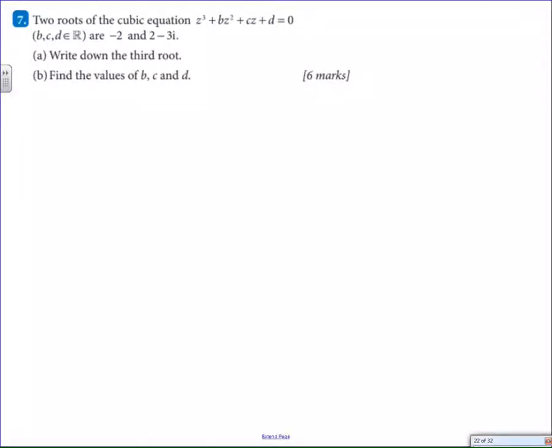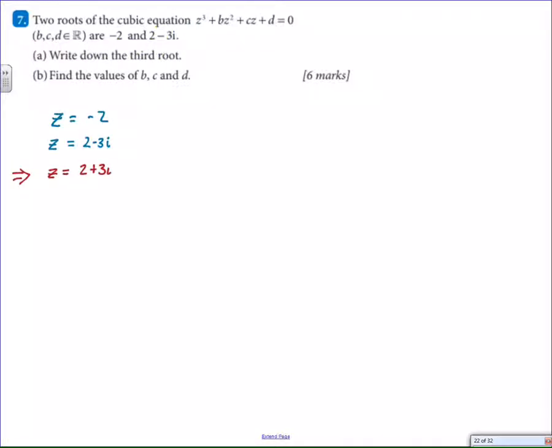Slightly more engaging problem, although it's really direct in its methodology. We have 2 roots for a cubic equation. One of them is a real root and the other is imaginary, which means we already know automatically the third root. Then we just basically have to find out the values of b, c, and d, which means essentially we have to find the polynomial where the a coefficient is 1, and we know the 3 roots.